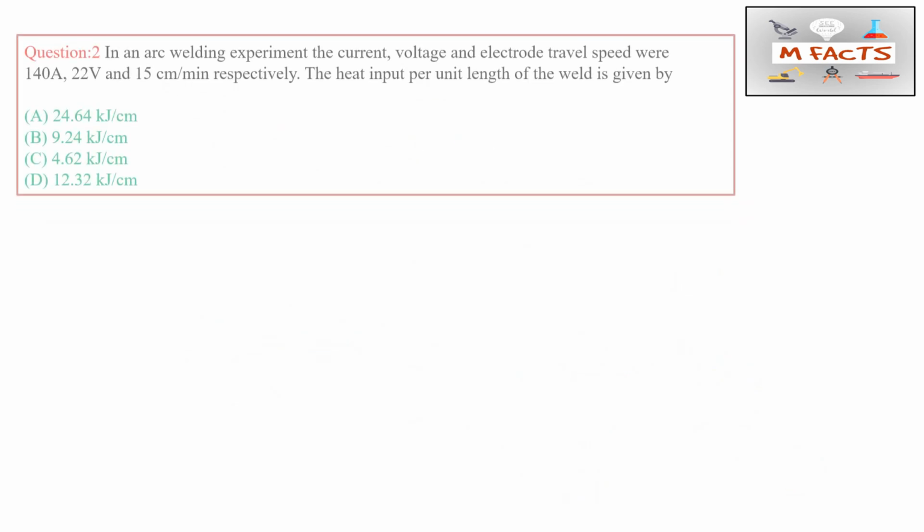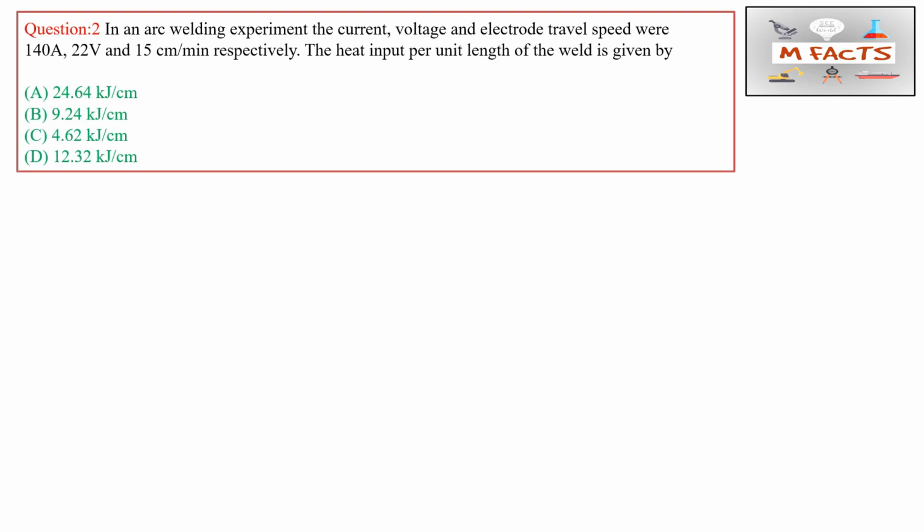Okay, so the next type of formula is in an arc welding experiment, where the current, voltage, and electrode travel speed were given. So these are the data they have given in arc welding processes. The heat input per unit length of the weld is given by... So they are asking about heat input per unit length. We know heat input per unit length is basically joule per mm or joule per meter, as the unit will be given. So in this type of problem, we will write the given data: V, I, and this small v, that is speed.